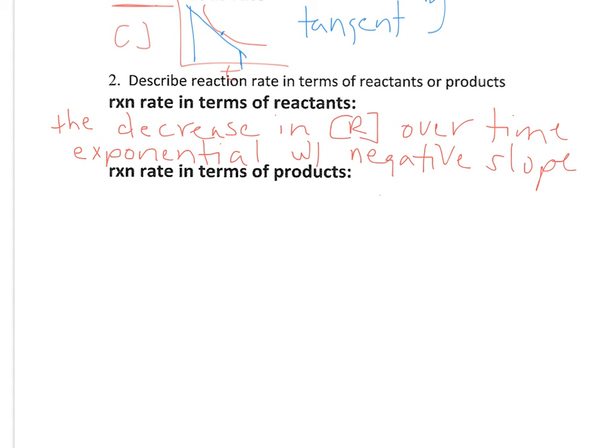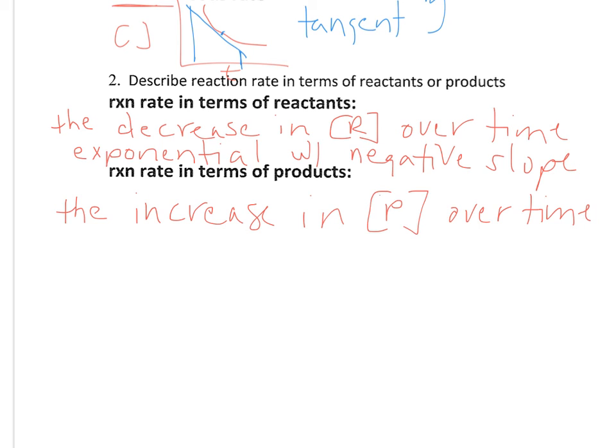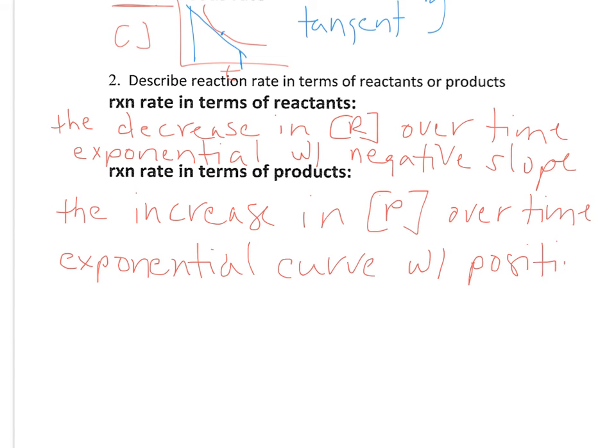And it's going to have a negative slope. And if we're expressing it in terms of products, then it's going to be the increase in the concentration of my products over time. It will also be an exponential curve, but now it'll have a positive slope. So even though the product is increasing, the rate at which it's increasing will slow with time because of the decrease in reactant particles available to collide.